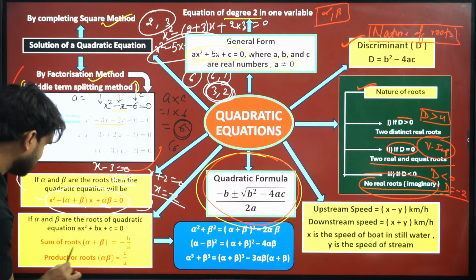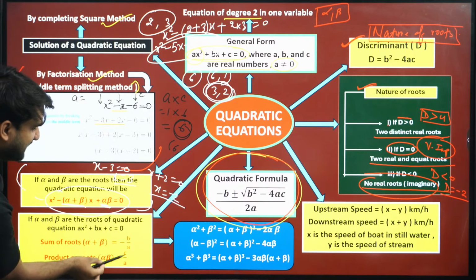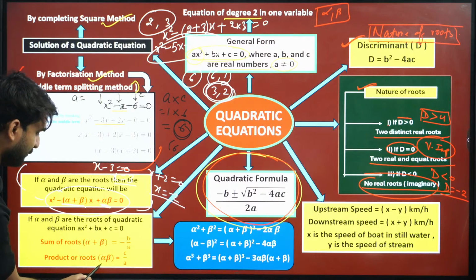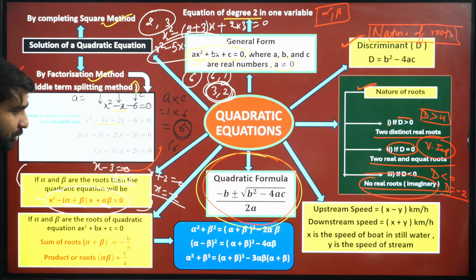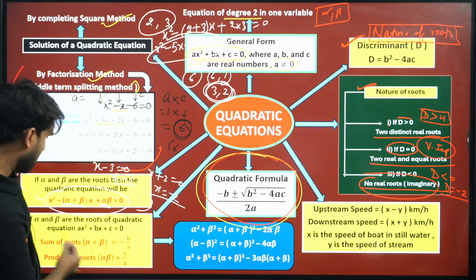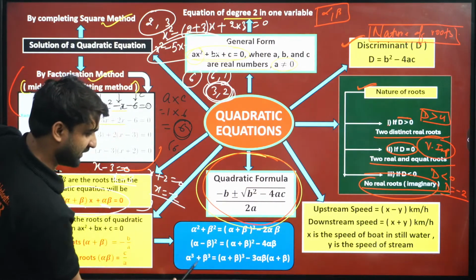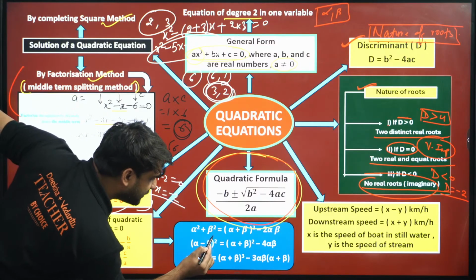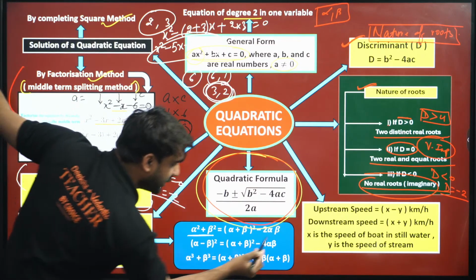Now, moving to the relationship between roots and the coefficient of x square and coefficient of x. Basically, the sum of roots alpha plus beta is equal to minus b by a, and the product of roots alpha into beta is c by a. Very important. If alpha and beta are the roots of any quadratic equation, you can find alpha square plus beta square using this formula.